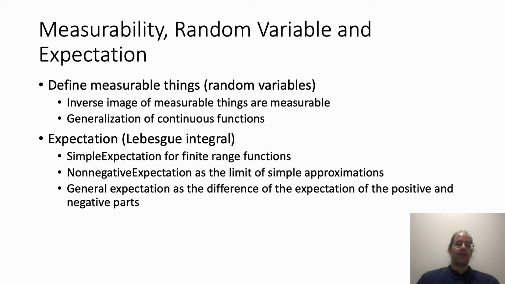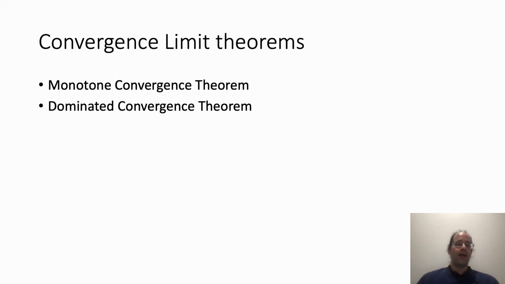Then this can be generalized to any non-negative function by approximating the function within a limit of finer and finer simple finite range functions. And then we can do it for general functions by looking at the expectation of the positive and negative parts and then subtracting, assuming the difference is well defined. And we can prove the various usual convergence limit theorems, such as monotone convergence and dominated convergence.